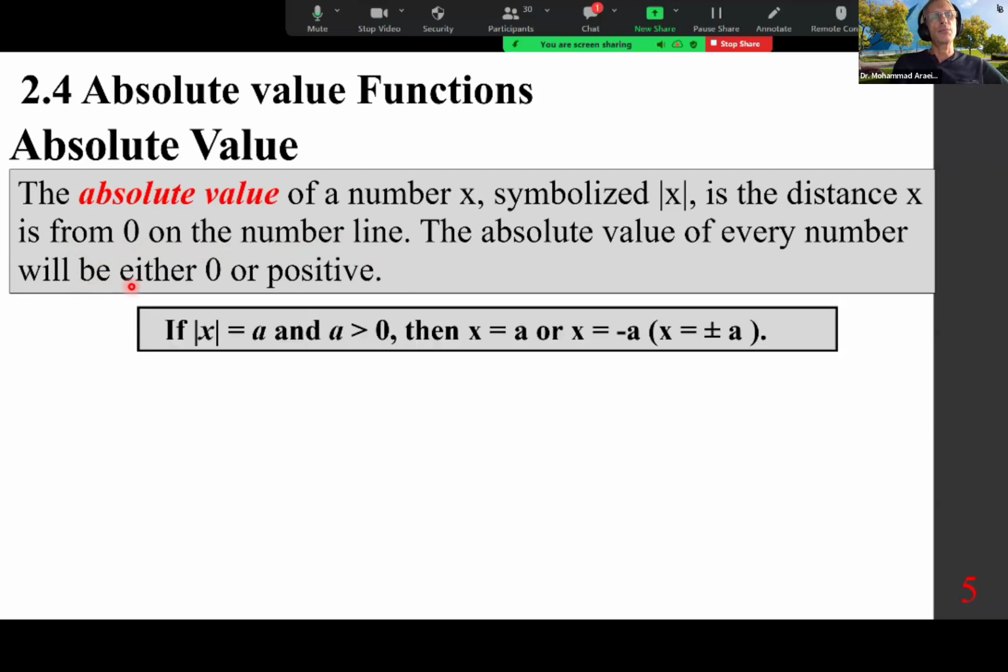So when we say absolute value of x equals a, if a is positive, x is either a or negative a. In other words, x is plus minus a. And if a is negative, it has no solutions. If it's zero, it has one solution, which is zero.